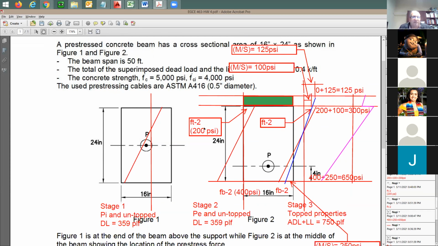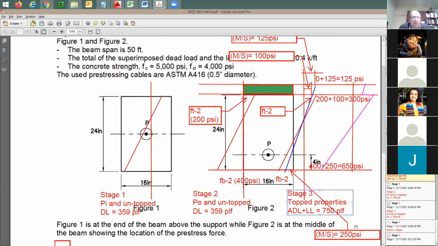The top of the beam itself, from stage 2, is going to be 200, plus an additional 100 from the blue distribution. Now I'm going to have a total of 300. All the way at the bottom, I'm going to have 400 psi, plus an additional 250. It's going to be 650. So all the way in the top, this is going to be the amount of stress. Only this value. The 300 is going to be from this point.